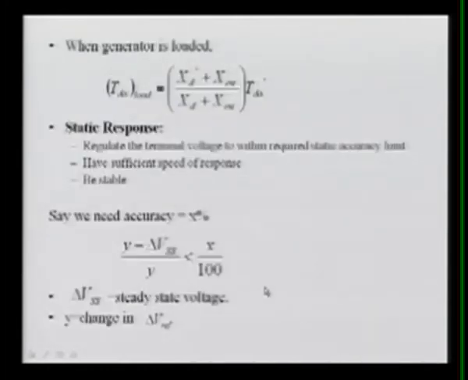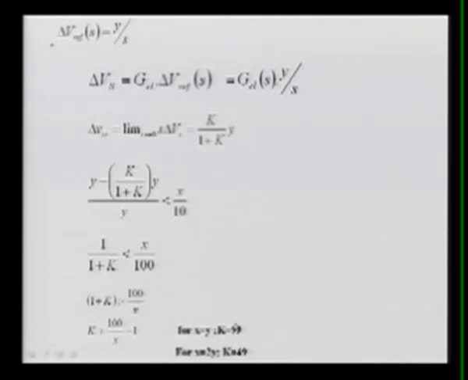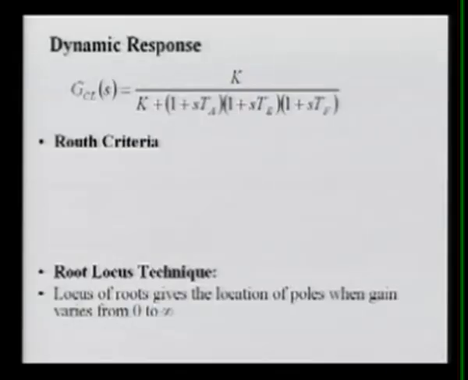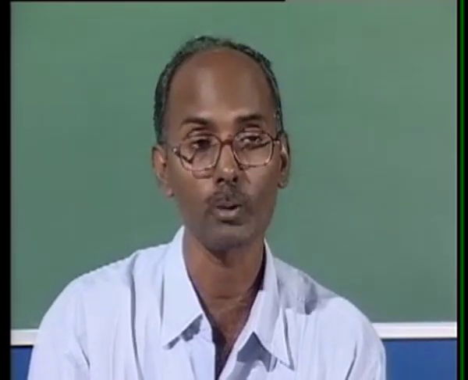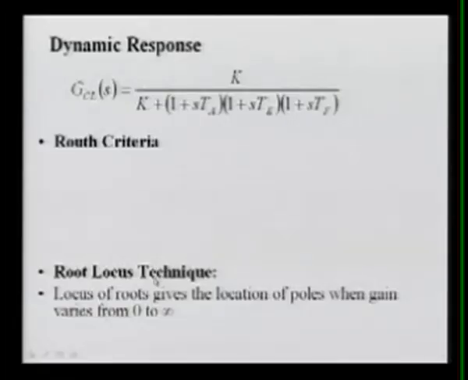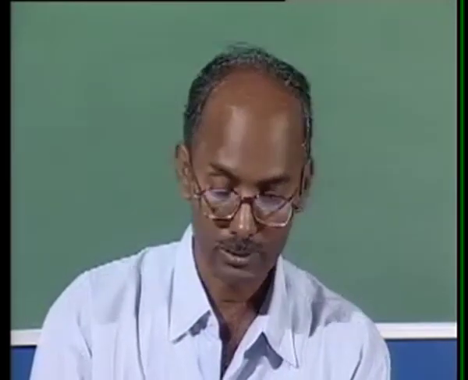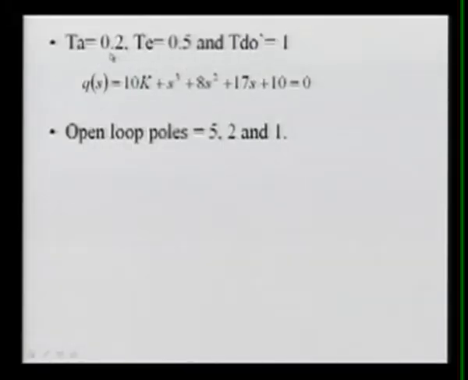Then we saw the static performance in terms of accuracy, how much accuracy we want. We found that for higher accuracy the gain must be larger, and for lower accuracy the gain can be less. Then we saw the dynamic response. In that we analyzed the closed loop transfer function. The Routh criterion is one way that gives you a necessary condition, but it is not sufficient, and it also does not provide relative stability information. So we normally went for the root locus technique, which gives the plot of the roots for gain varying from 0 to infinity.